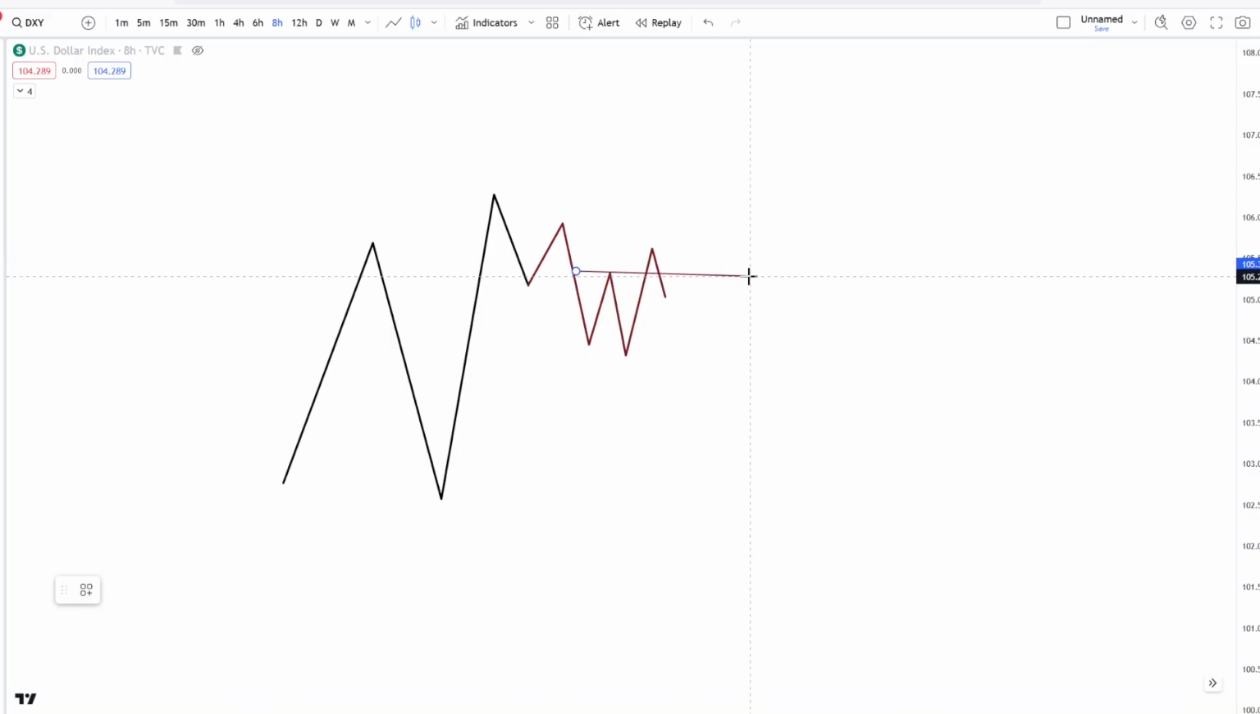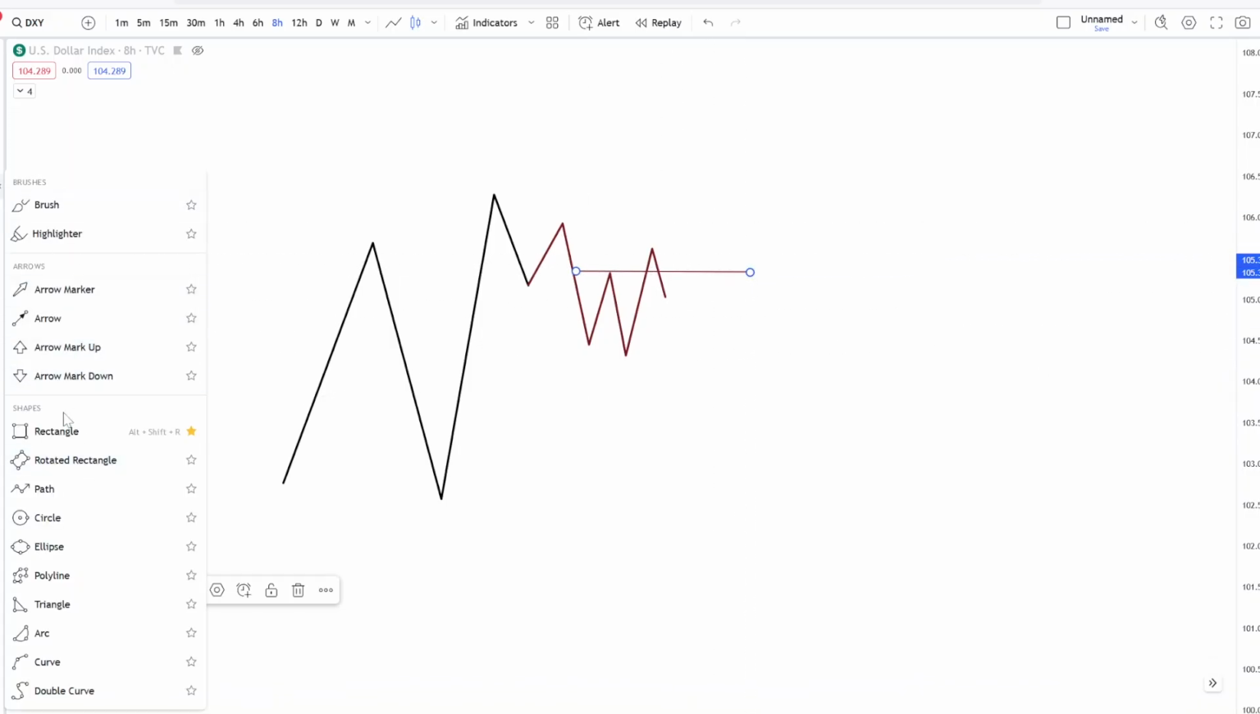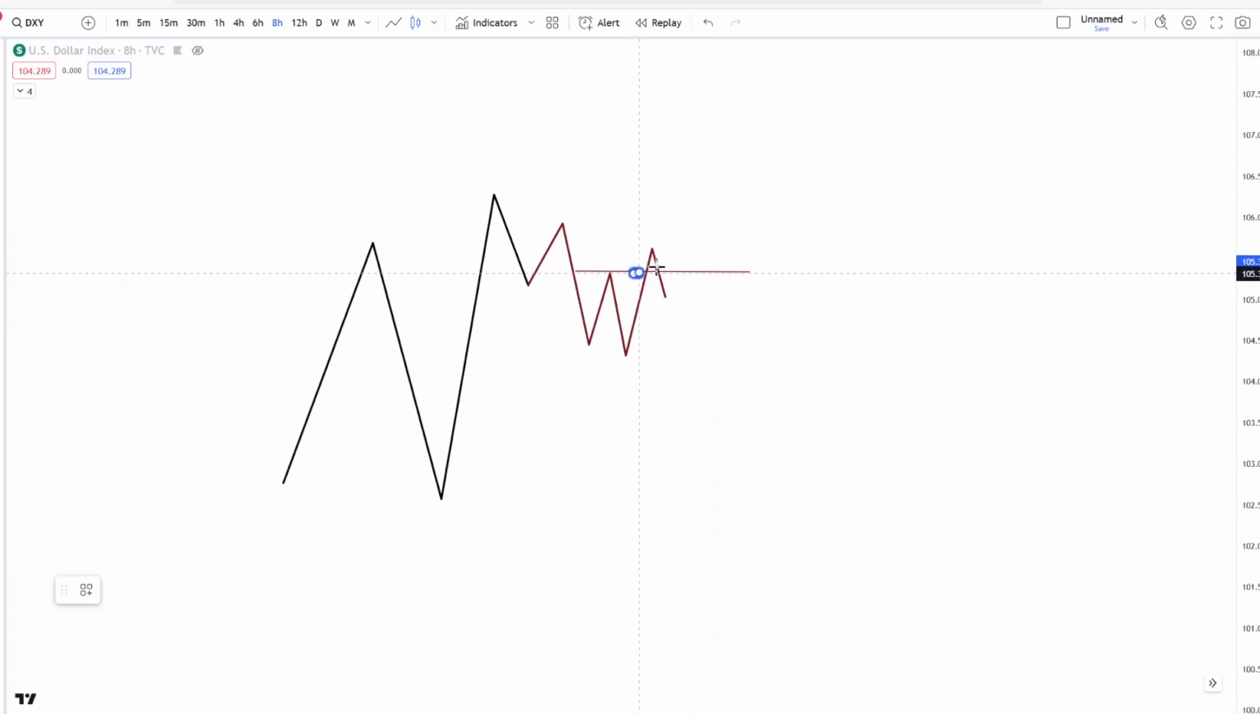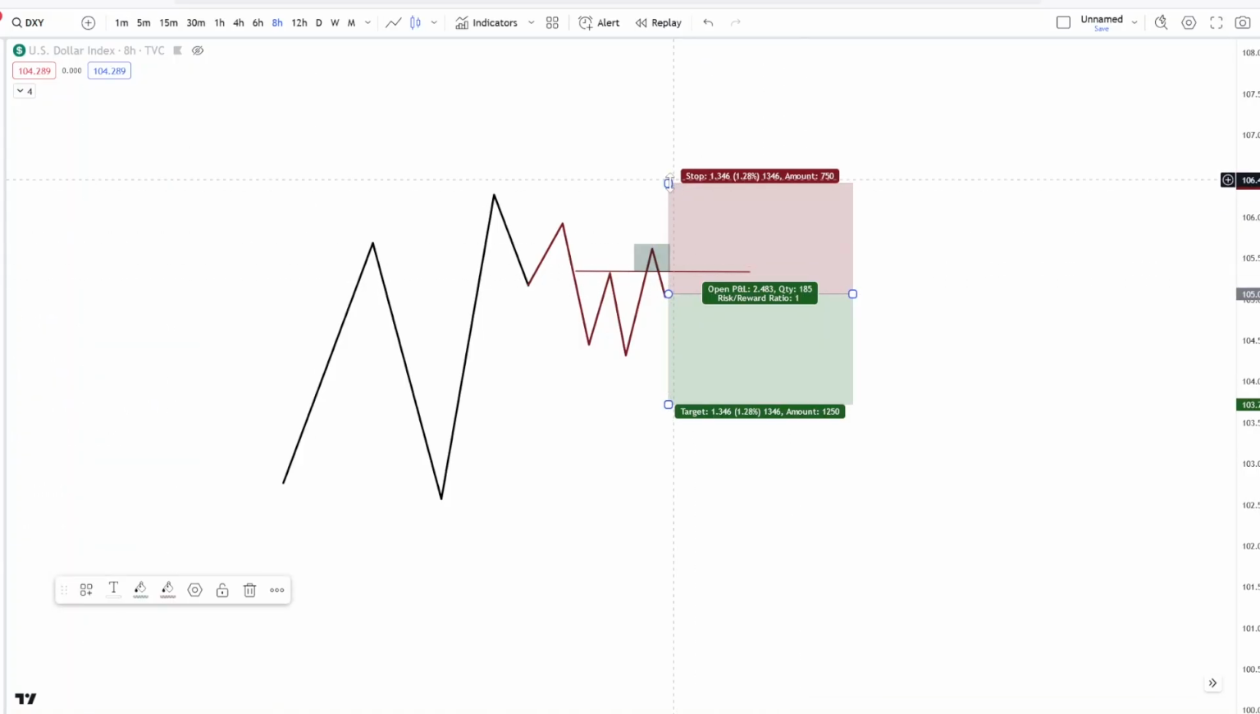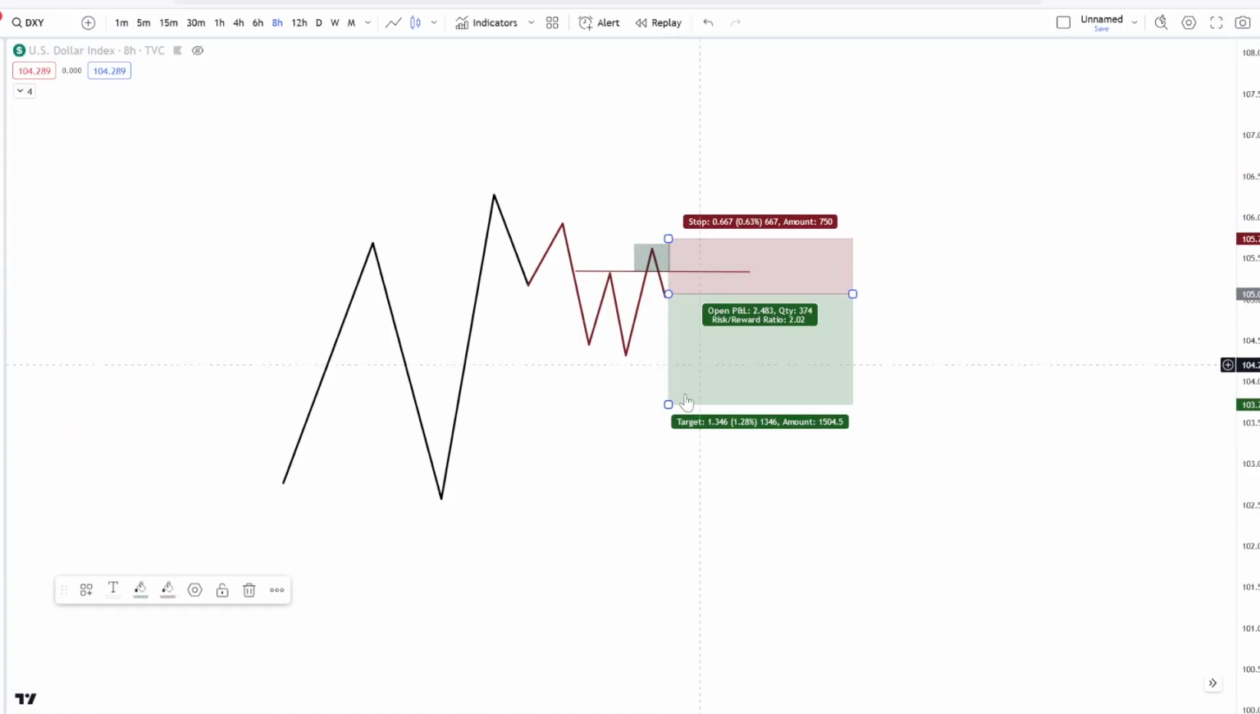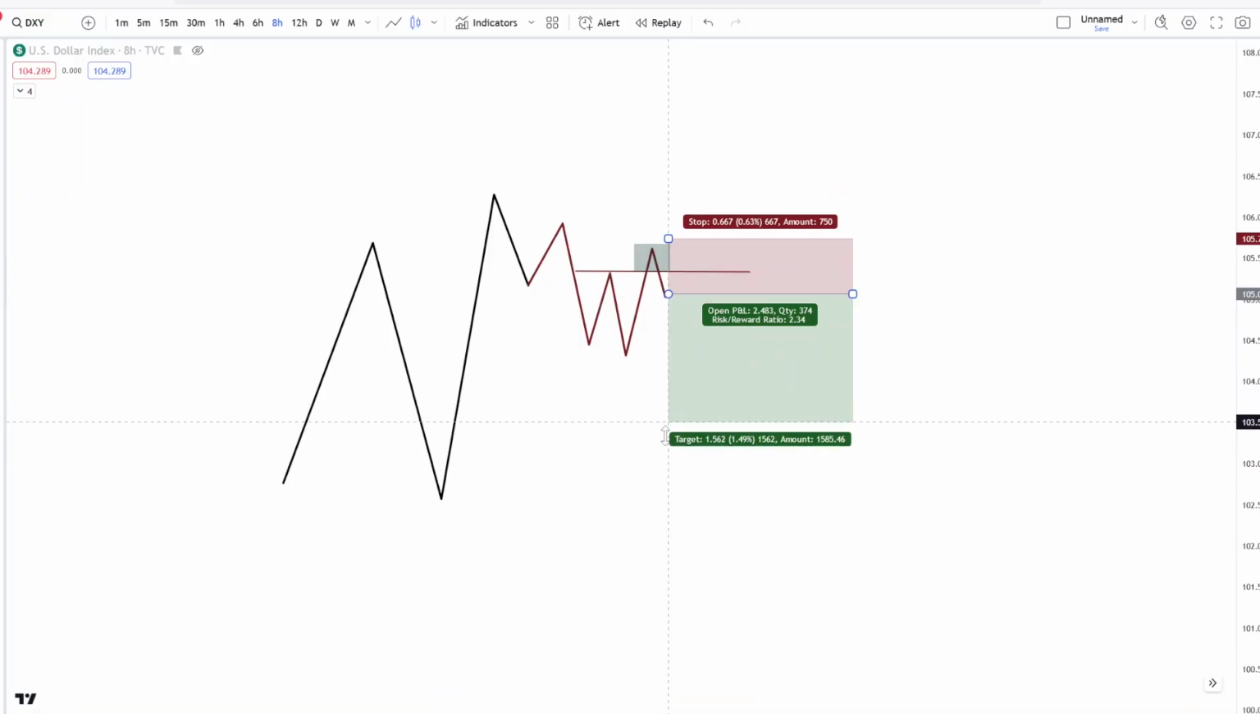right here, and you have your stop hunt, you can enter the trade once price closes below, and your stop loss would be a lot smaller and your TP would be all the way back to the discount.